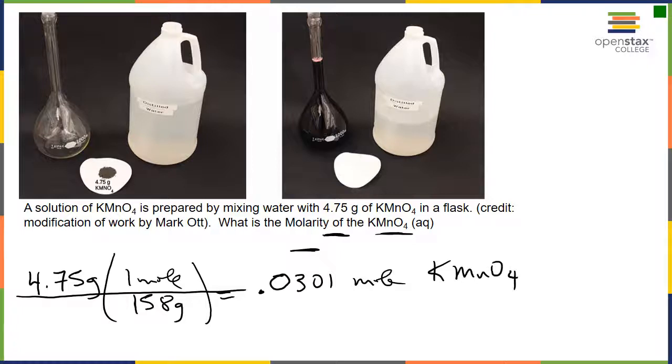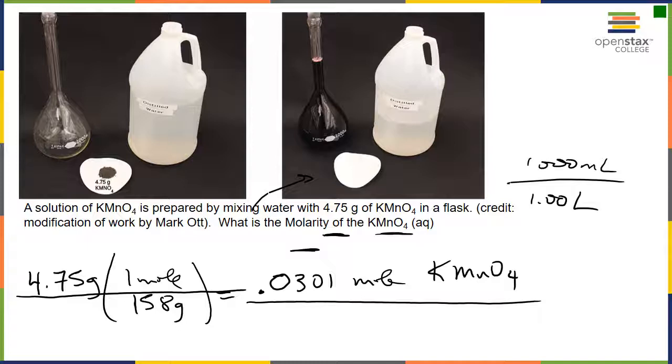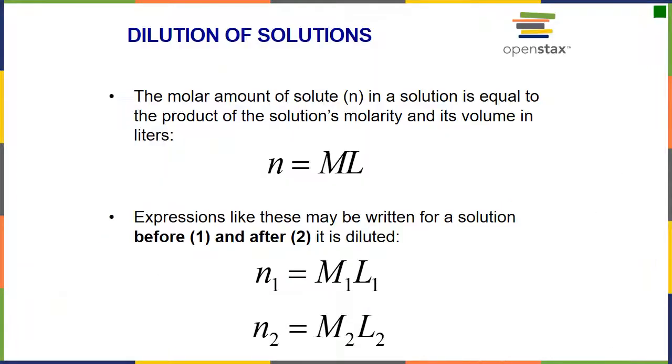If we want to know what the concentration is, we're going to realize that in this container we have 1,000 milliliters. We know that's the same as 1 liter. So we're going to have 0.0301 moles of potassium permanganate in 1 liter, giving us 0.0301 molar of KMnO4 aqueous. And again, aqueous means the stuff dissolved in water.